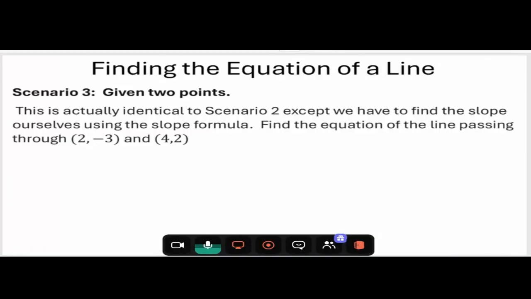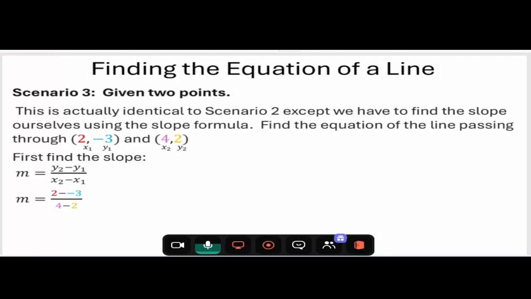So there's 2 points. You don't have the slope and a point, so you can't use the slope point formula yet, but you can find the slope yourself. So there's all our numbers to go into the slope equation, like so. y2 minus y1 over x2 minus x1.